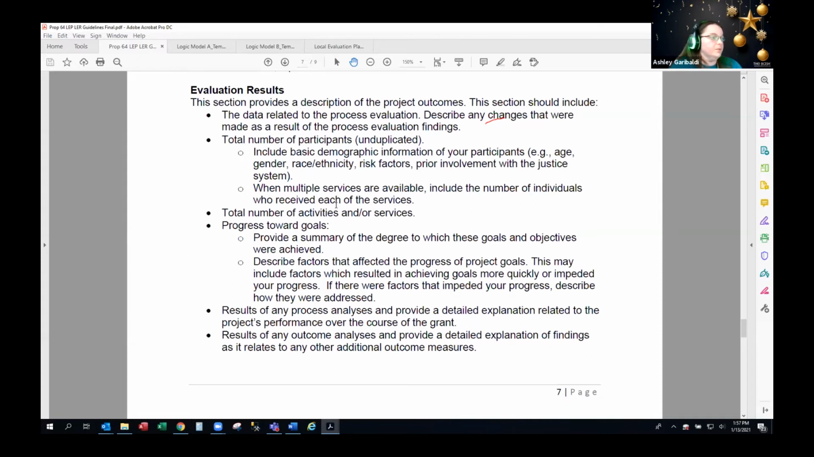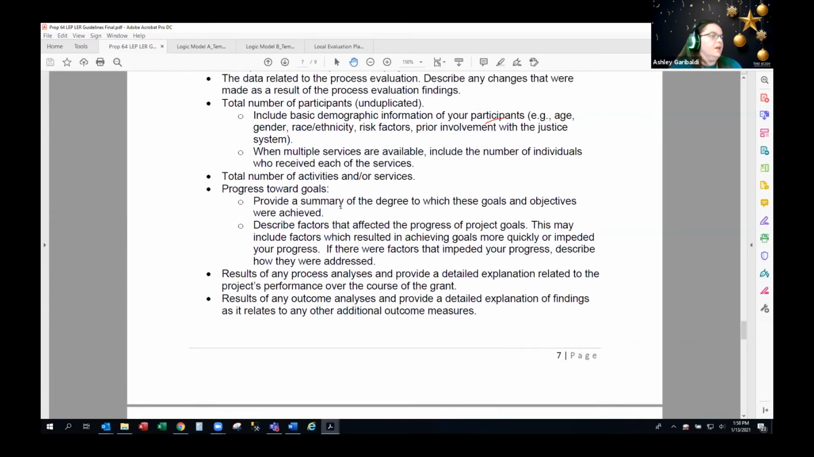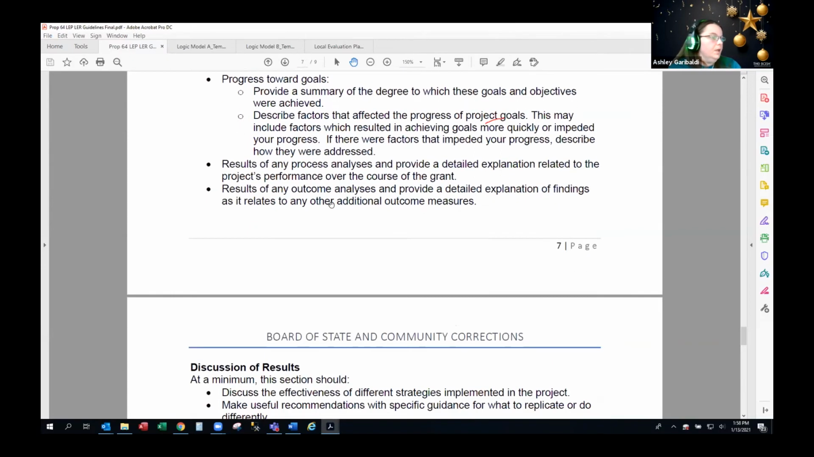This may include factors which resulted in achieving goals more quickly or which impeded your progress. If there are factors that impeded your progress, talk about those. Like I mentioned before, maybe a school closed or staffing issues, etc. And then results of any process analysis, and provide a detailed explanation related to the project's performance over the course of the grant, results of any outcome analyses, and provide a detailed explanation of findings as they relate to any other additional outcome measures.